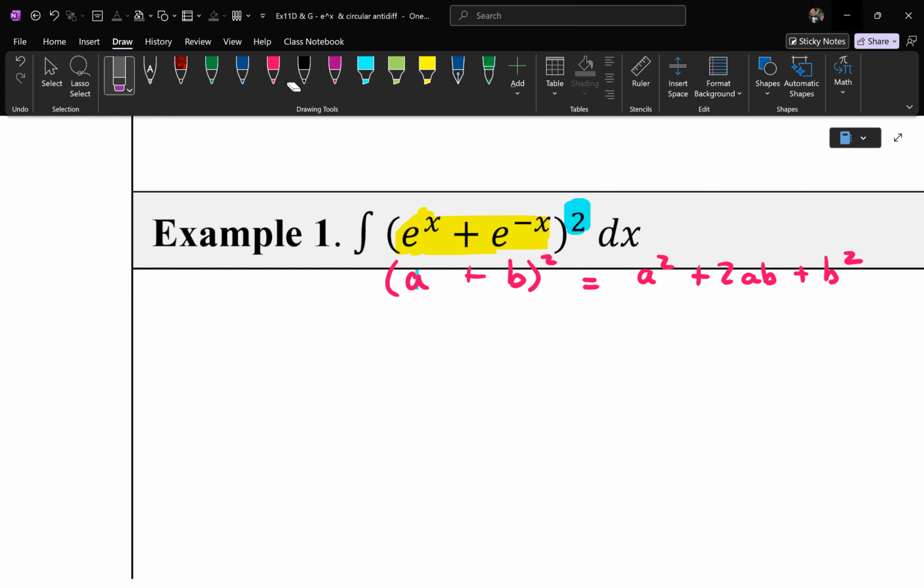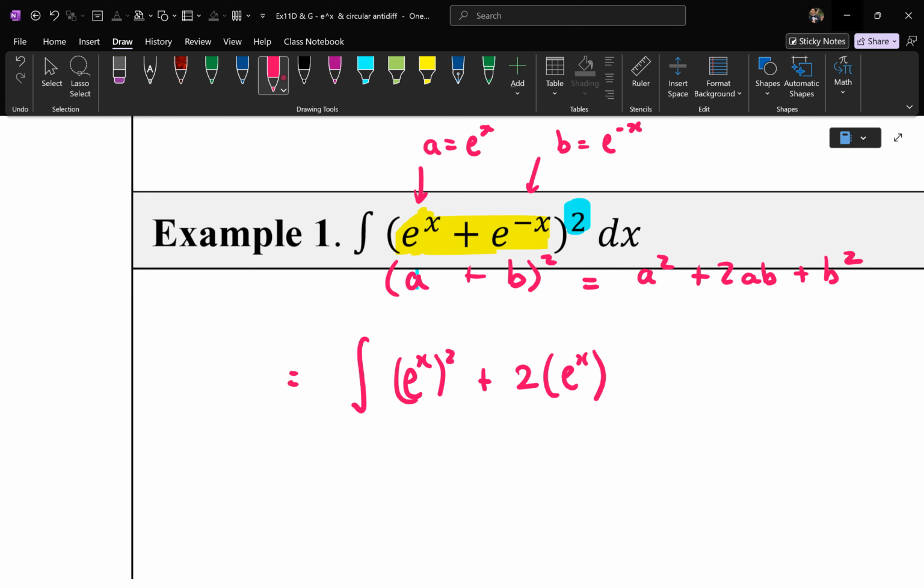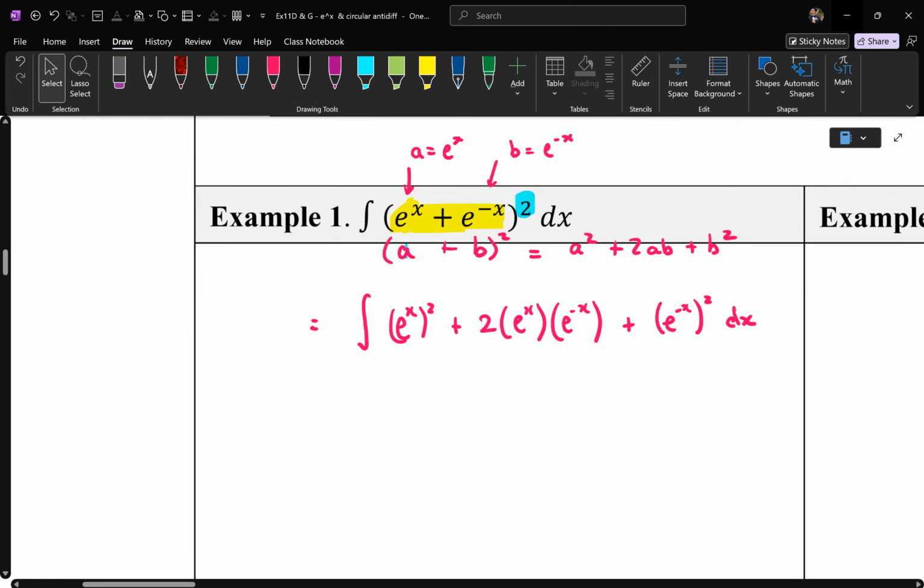So first things first, let's call A equal to e to the x, and let's call B e to the negative x. So according to the rule, you are now finding the antidiff of A squared, which is e to the x squared, plus 2 times A times B, so 2 bracket e to the x times B, which is e to the negative x, plus B squared, which is now e to the negative x squared dx. Don't forget the dx. If you forget it, you lose a mark.